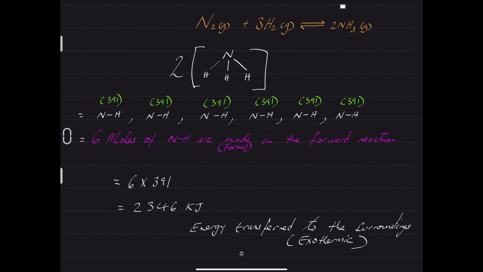So this is the energy that is transferred to the surroundings. Why? Because when you are forming bonds, you will transfer energy to the surroundings based on our definitions which we looked at previously. So what we say here is that 2,346 kilojoules of energy are transferred to the surroundings, which is an exothermic reaction.